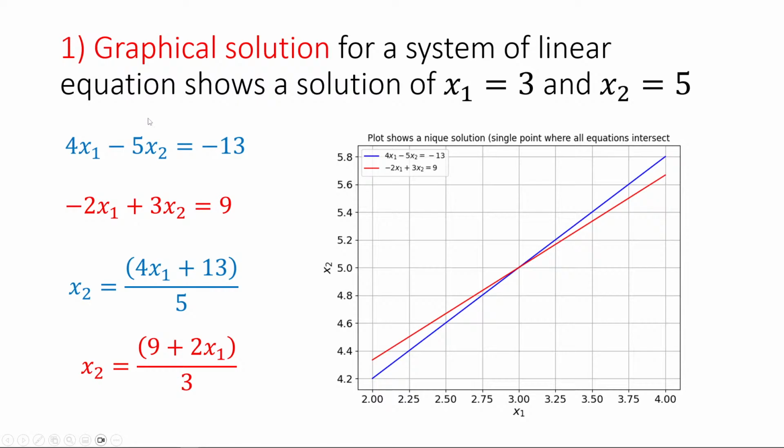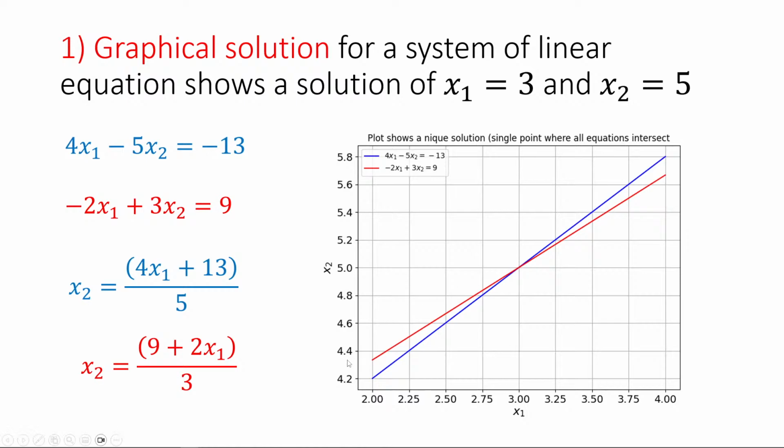So how can we solve a system of linear equations, where we find where these two lines intersect? In that case the system has a unique solution, which is 3 and 5: x1 is equal to 3, x2 is equal to 5. That's the solution. We can solve it graphically. Graphically, we plot the two lines and we see where they intersect. That's one way of doing this.